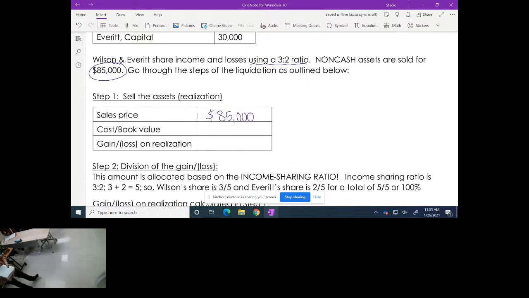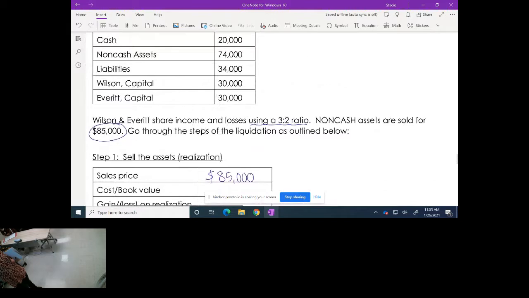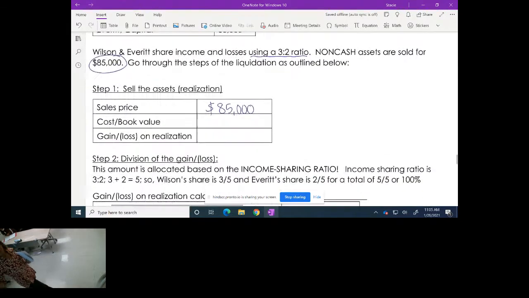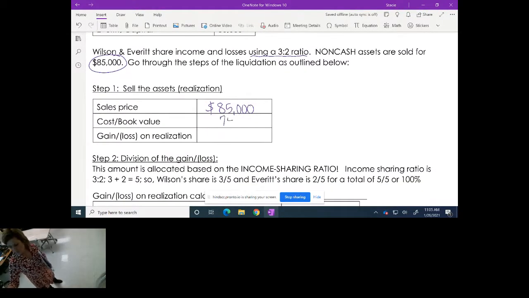All right. So what did they tell us was our cost of the assets? It's $74,000. So what we're trying to determine here is, did we make any money on this sale or did we lose any? We're just selling our assets. They're having a garage sale, selling what they got. Now, this is what they have in it. That's their cost, their book value. They sold them for 85. So what's the difference? 11. Is it a gain or a loss? Gain. It's a gain.